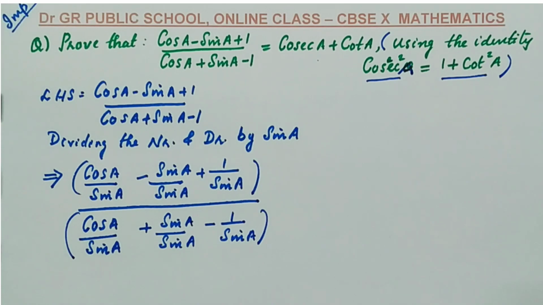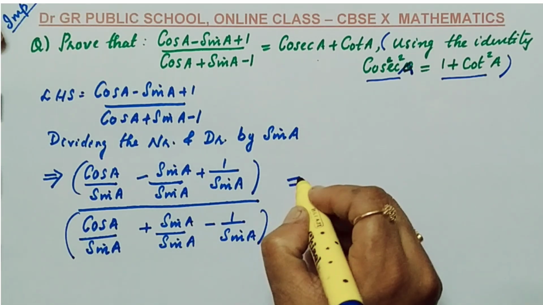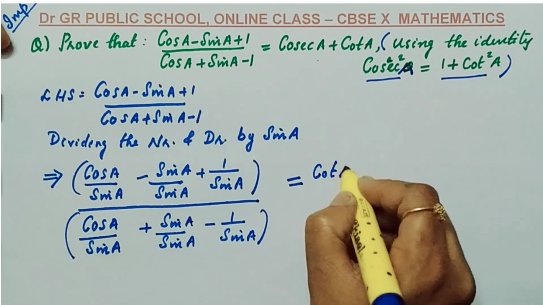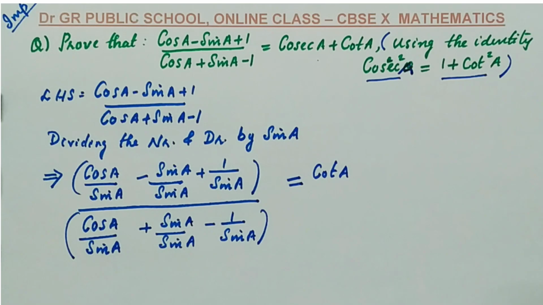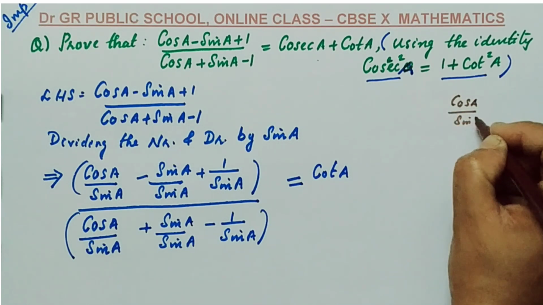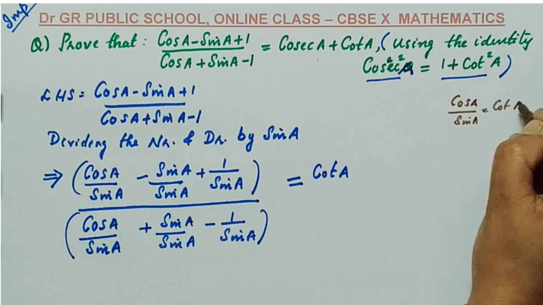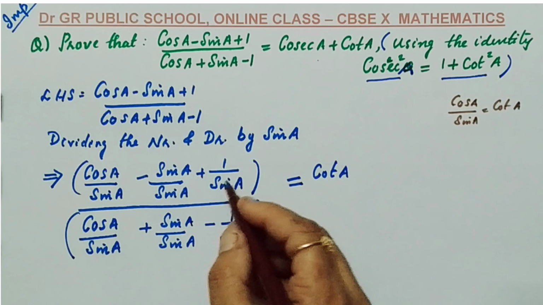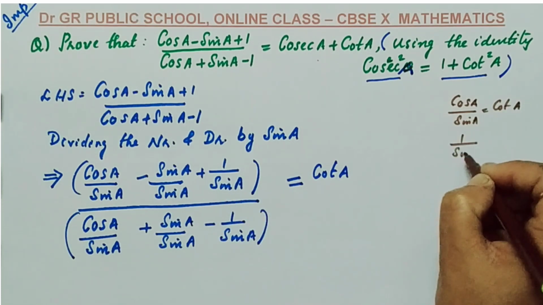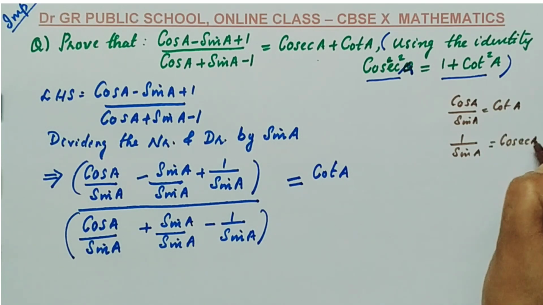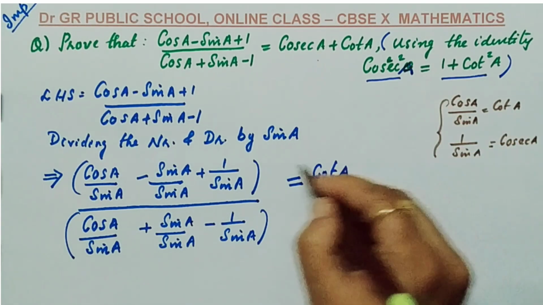Dividing both the numerator and denominator by sin A, cos A by sin A you can take as cot A. You know the relation connecting cos A and sin A: cos A by sin A equals cot A. In the same way, one more relation known for you, 1 by sin A is the reciprocal of sin A, which is cosec A. I am going to apply these two results in this step.